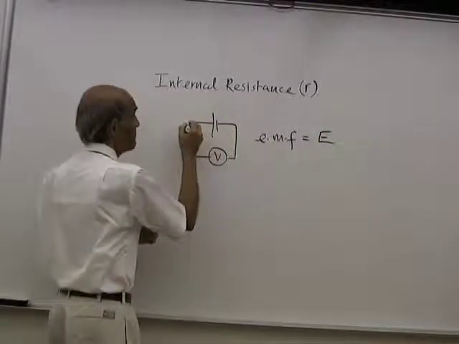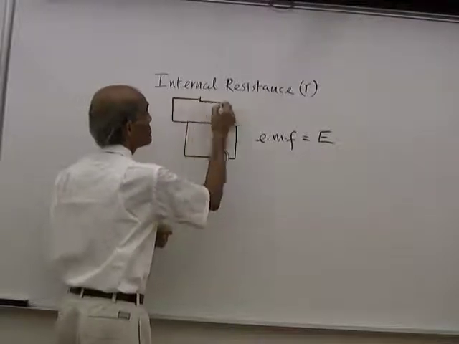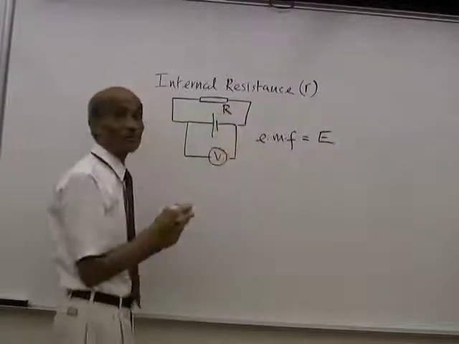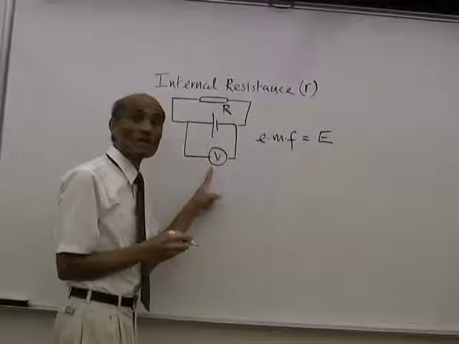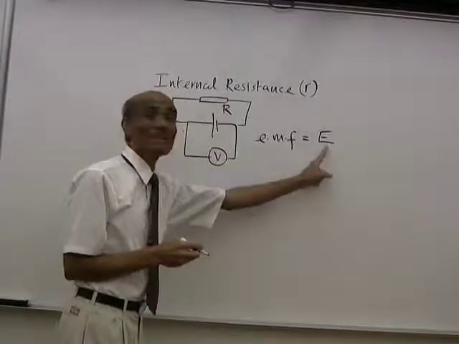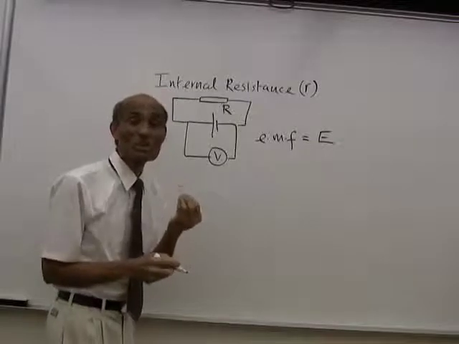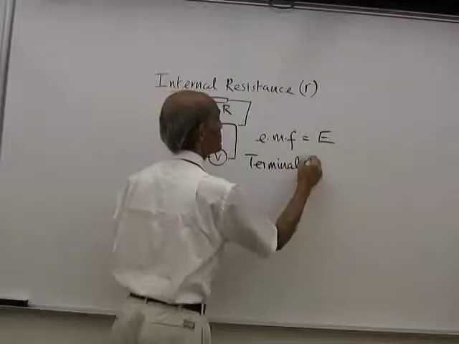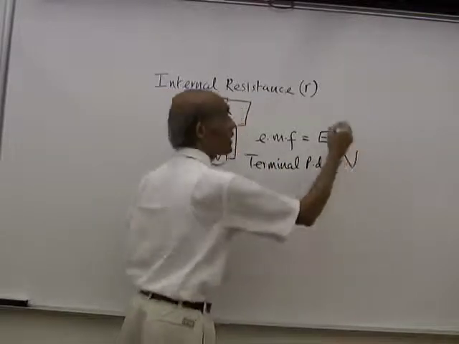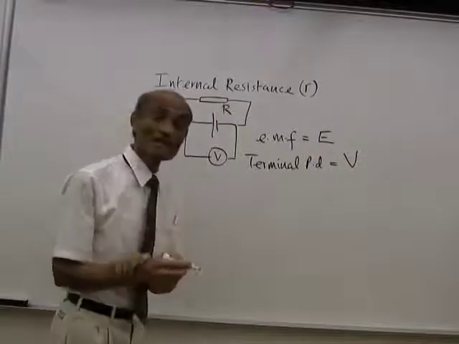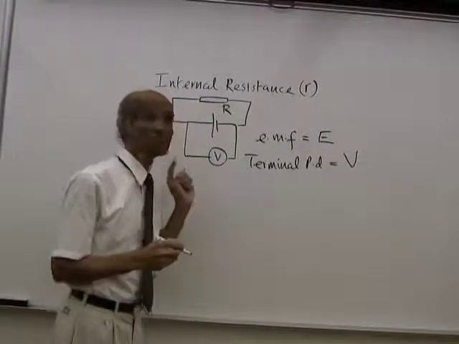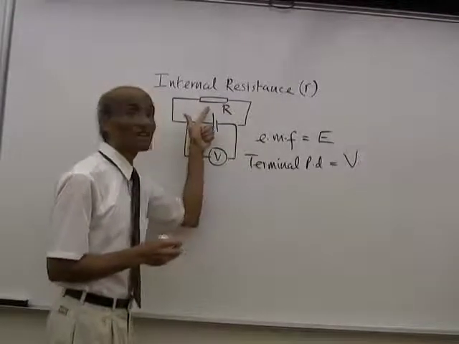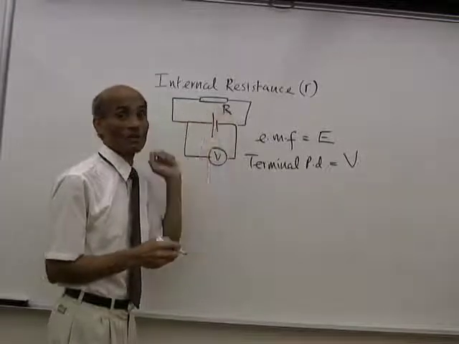If you now allow the cell to drive a current in an external resistance R, the voltmeter reading will now be less than the EMF E. We call that the terminal potential difference, V. And in the exam, I have asked you to measure the terminal potential difference for 7 different values of R.